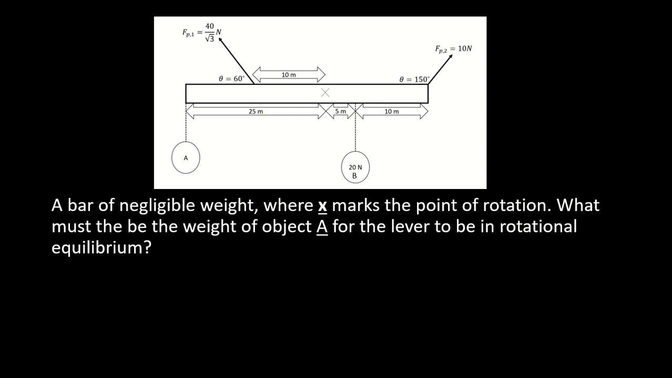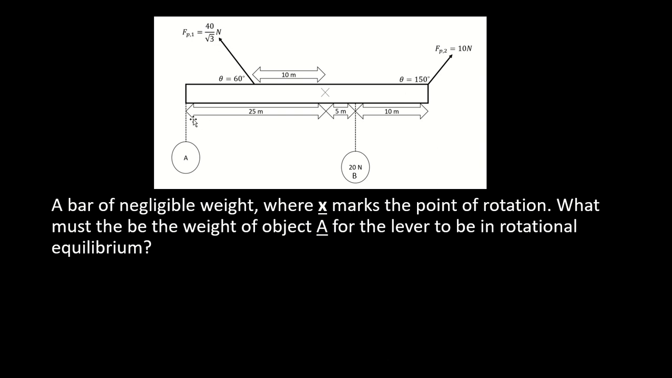What must be the weight of object A for the lever to be in rotational equilibrium, i.e. for the net torque to equal 0? Well, let's look at our forces. We have our applied force 1, Fp1, with a magnitude of 40 over square root of 3 newtons and an angle of 60 degrees. We have our applied force 2 of 10 newtons with an angle of 150 degrees.